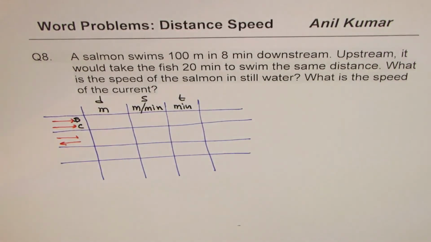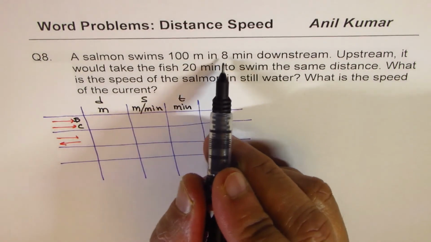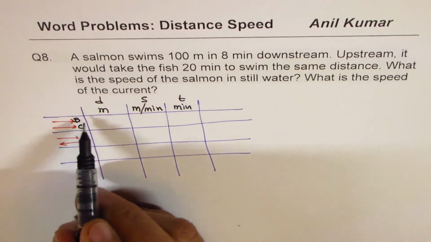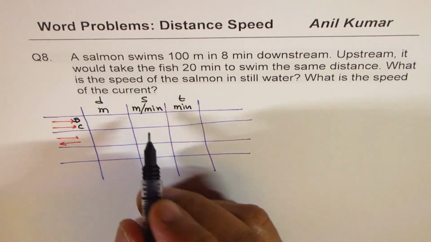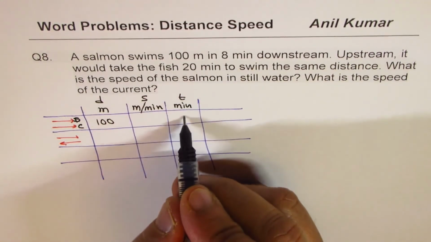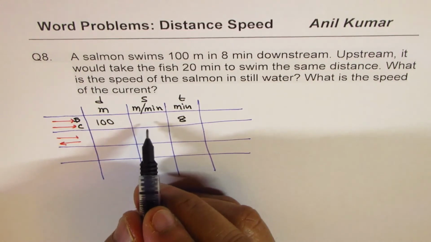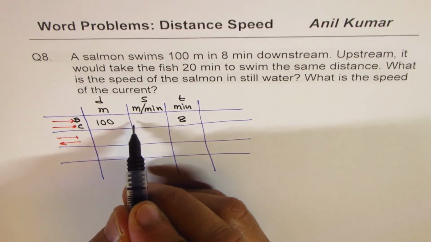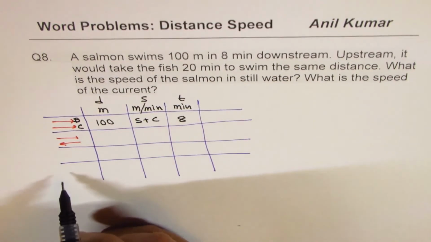Perfect. So salmon swims 100 meters in 8 minutes downstream. That means along same distance, same direction. So 100 meters in 8 minutes. And when they go in the same direction, their speed add up, right? So it is salmon plus current.